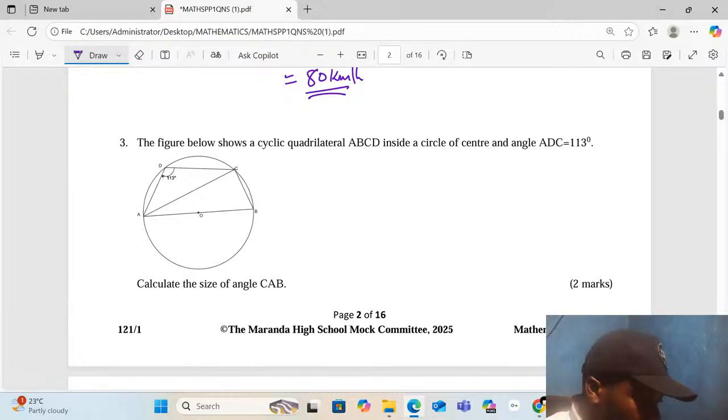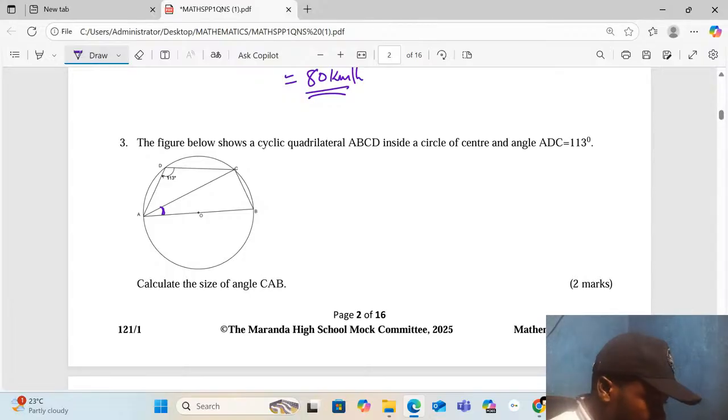The figure below shows a cyclic quadrilateral ABCD inside a circle of center O, and angle ADC is 113 degrees. Then calculate the size of angle CAB. Angle CAB, this angle, is now the angle that we are required to look for.